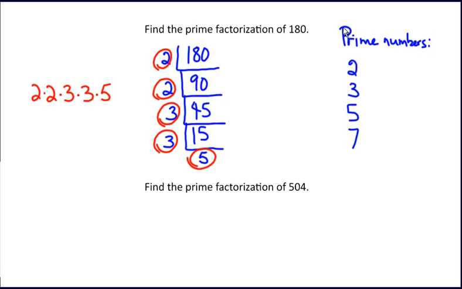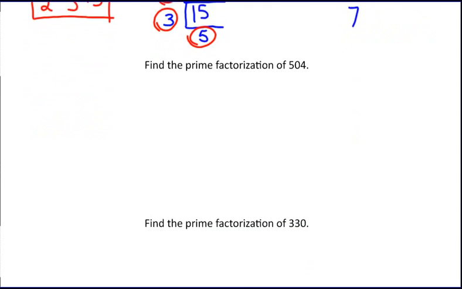Perhaps we should write this in a little bit more compact way. So that would be 2 squared times 3 squared times 5. And that is the prime factorization of 180. Let's go on and do the prime factorization of 504.